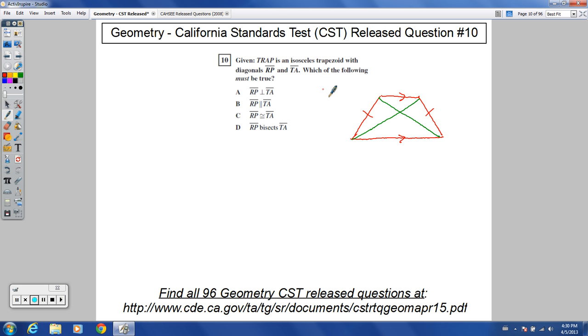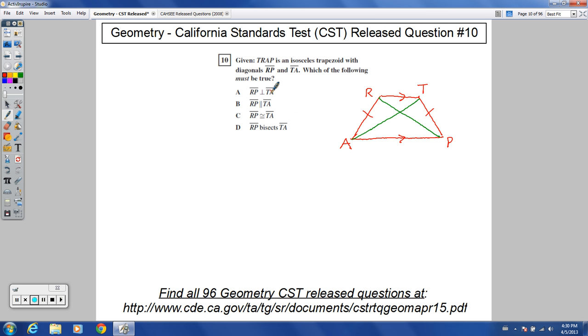And it says RP is one of the diagonals, so I'll go with R and P like that, and TA is another one, so T and A. So notice this is a quadrilateral, or isosceles trapezoid, more specifically trap in this case. Which of the following must be true? So we've got to know our properties of trapezoids, and specifically isosceles trapezoids. Let's go through these one by one, eliminate the wrong ones, and figure out which one's right.